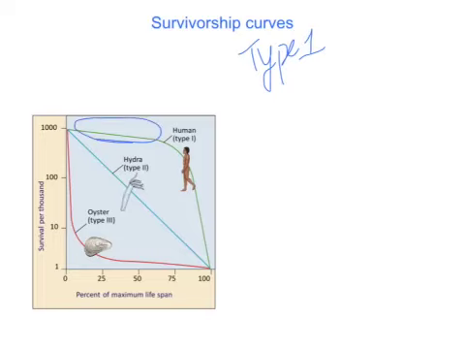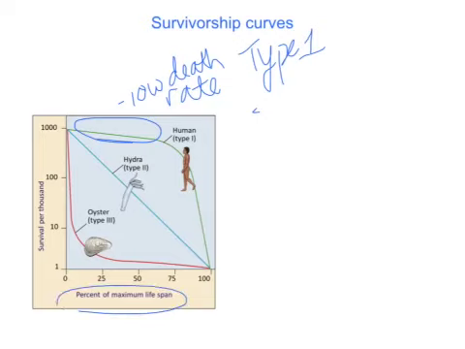Okay, so when it's flat at the start like that, that means there is a relatively low death rate. So you can see down here, you've got percent of the maximum lifespan. So in this type 1 survivorship curve, it's a high percentage that are making it further into this lifespan. And you don't really start to see a decline until about 3/4 of the way through the expected lifespan. So there's a very low death rate.